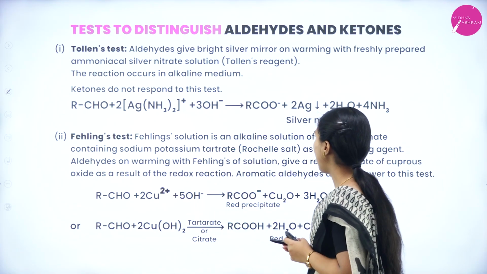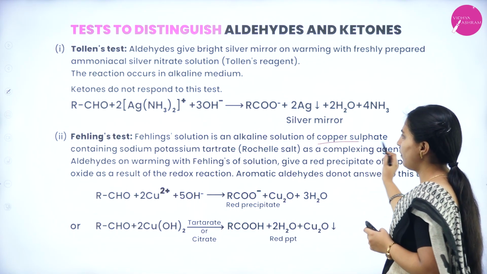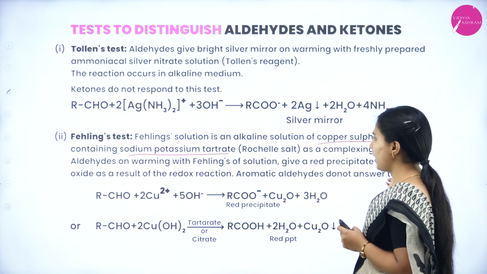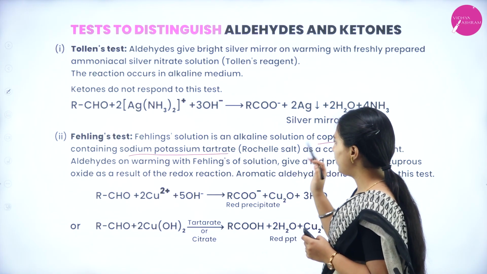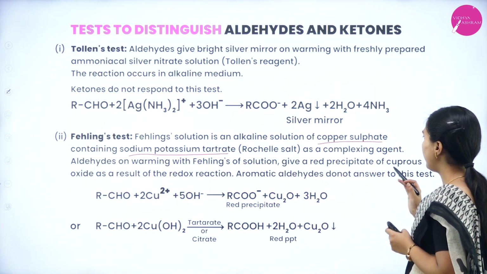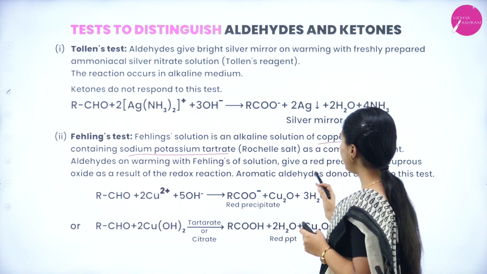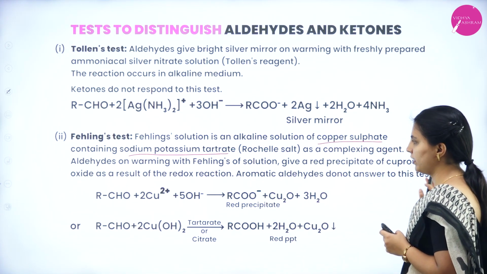Fehling's solution is an alkaline solution of copper sulfate containing sodium potassium tartrate as a complexing agent. Aldehydes, on warming with Fehling's solution, give a red precipitate of cuprous oxide as a result of a redox reaction. Aromatic aldehydes do not answer to this test.